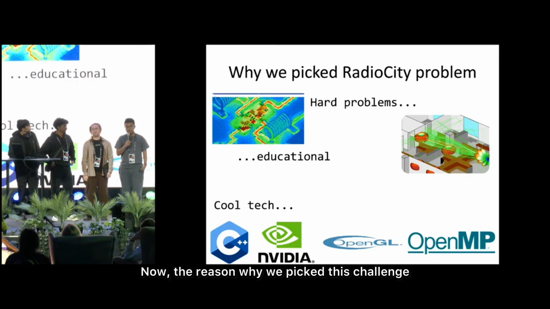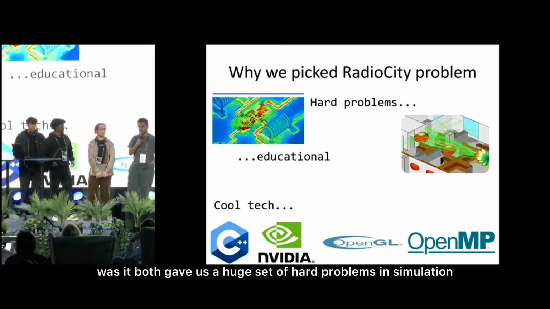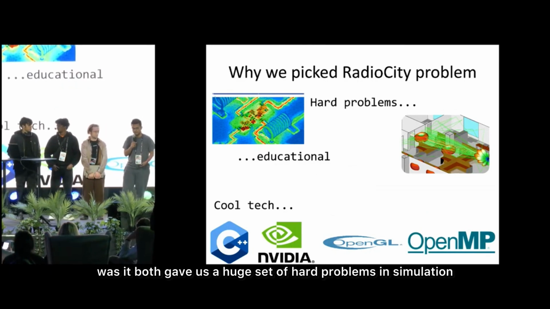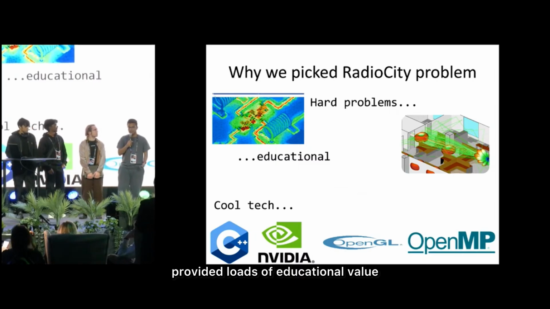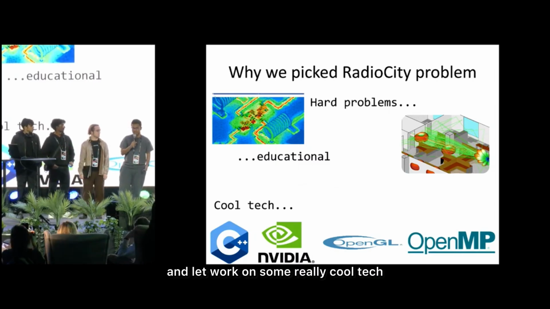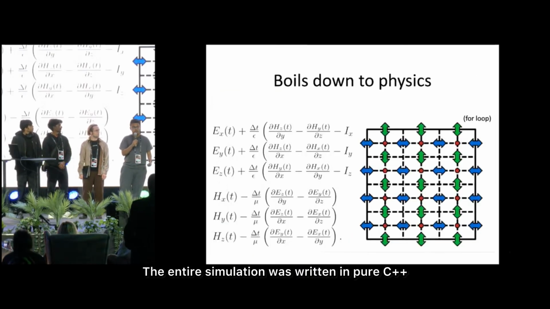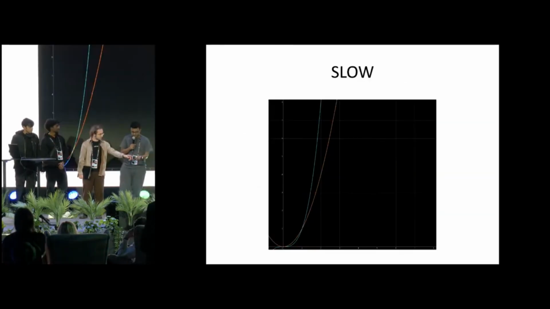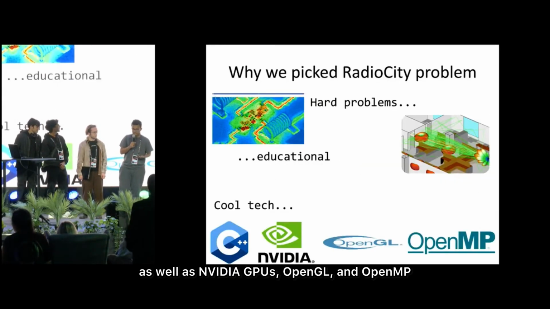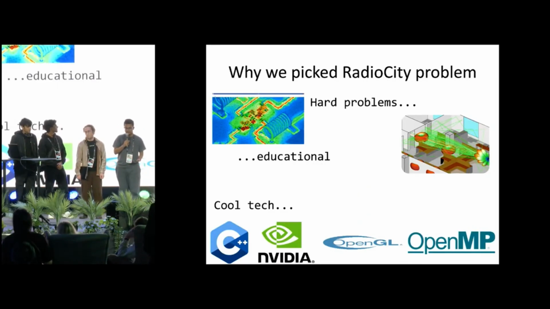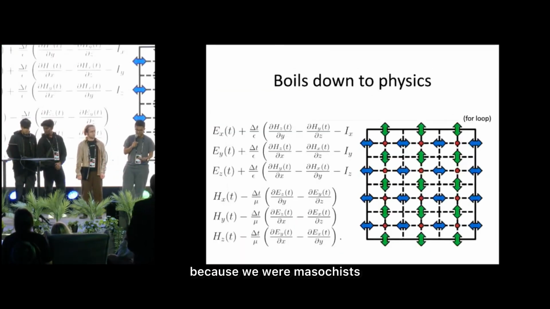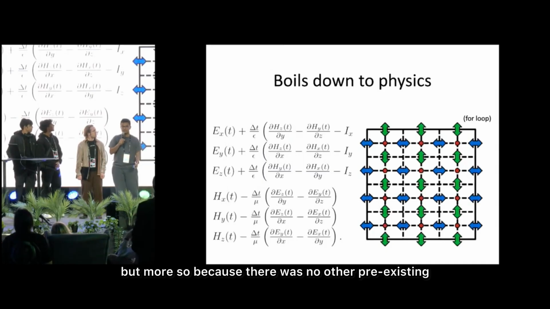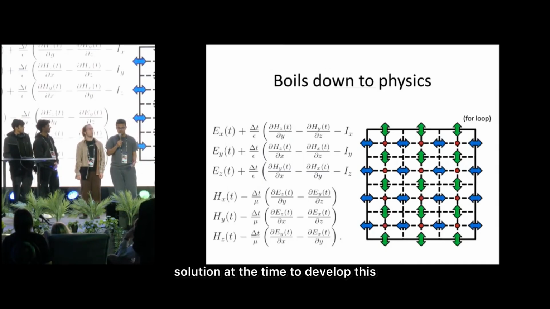Now, the reason why we picked this challenge was it both gave us a huge set of hard problems in simulation, provided loads of educational value, and let us work on some really cool tech. The entire simulation was written in pure C++, as well as NVIDIA GPUs, OpenGL, and OpenMP. We did not do this because we were masochists, but more so because there was no other pre-existing solution at the time to develop this.